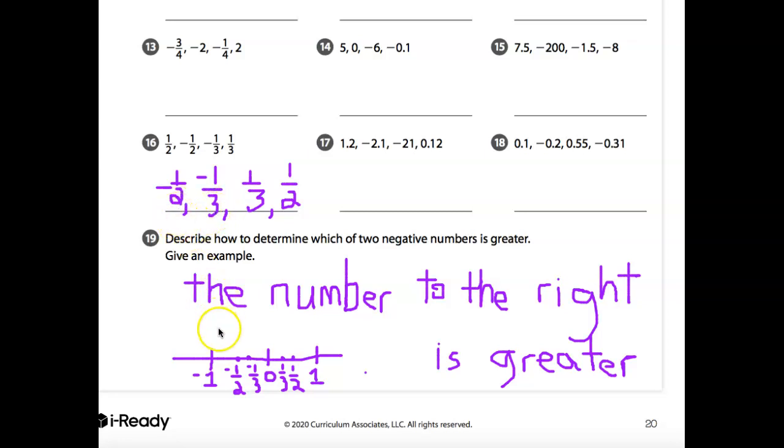-1/3 is greater. So if it's to the right, the one that's to the right is the greatest in negative numbers. All right, I hope that helps.